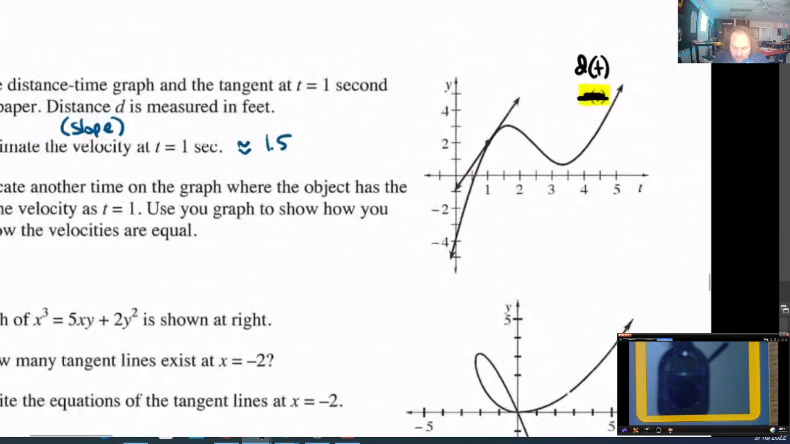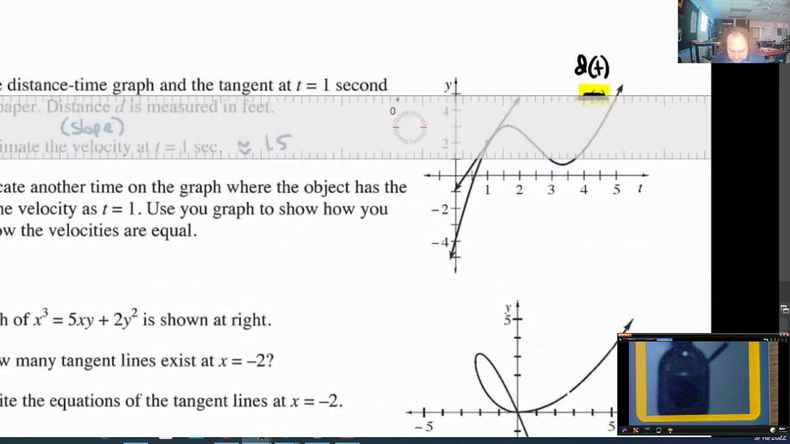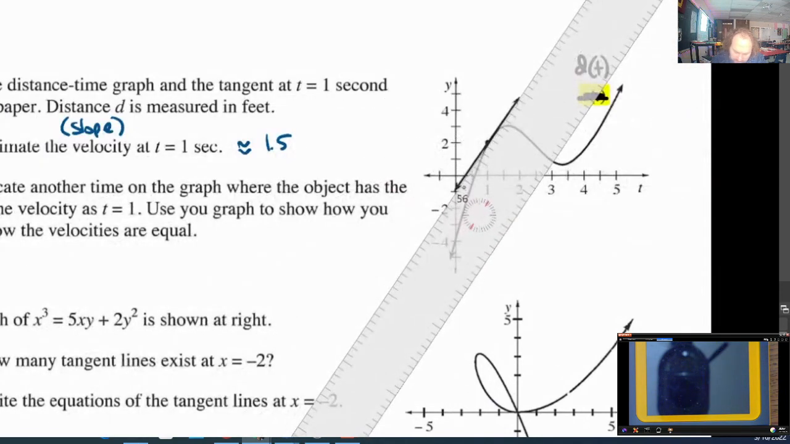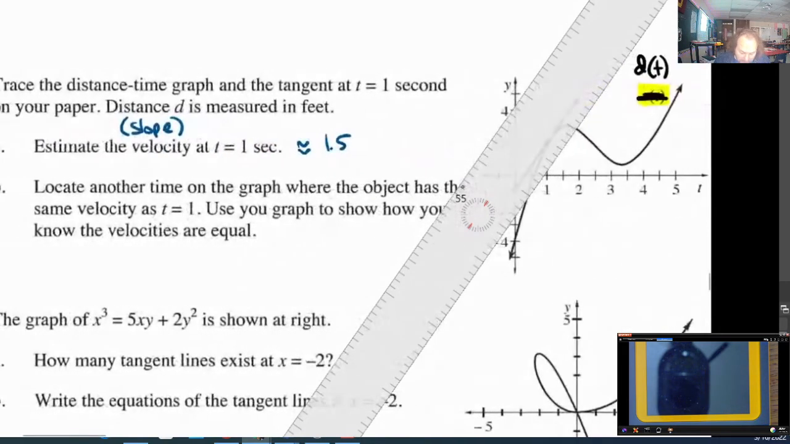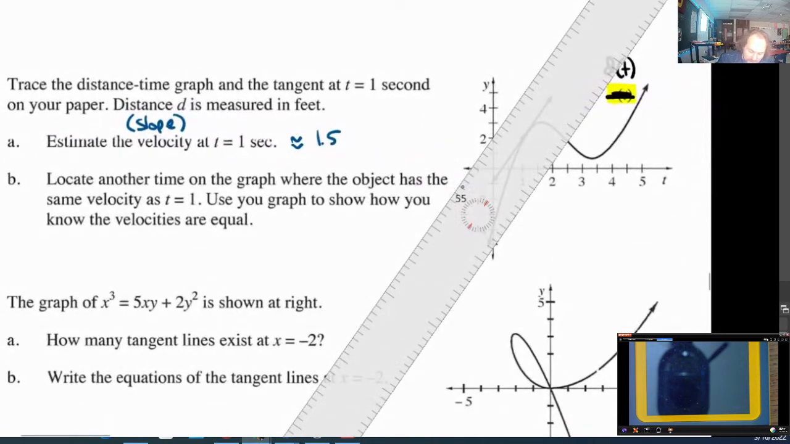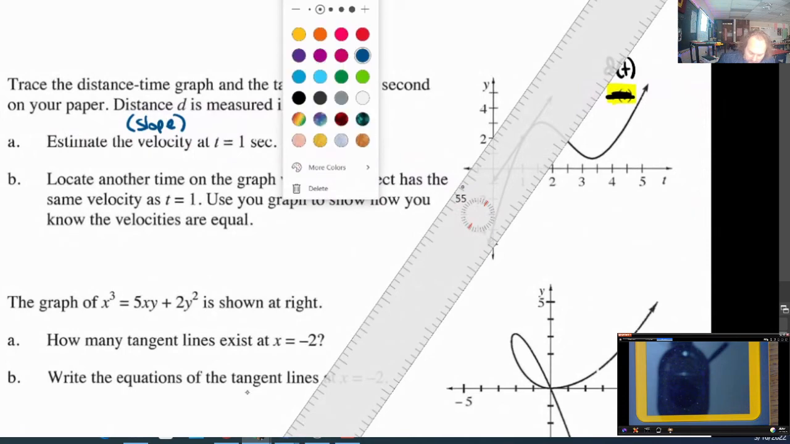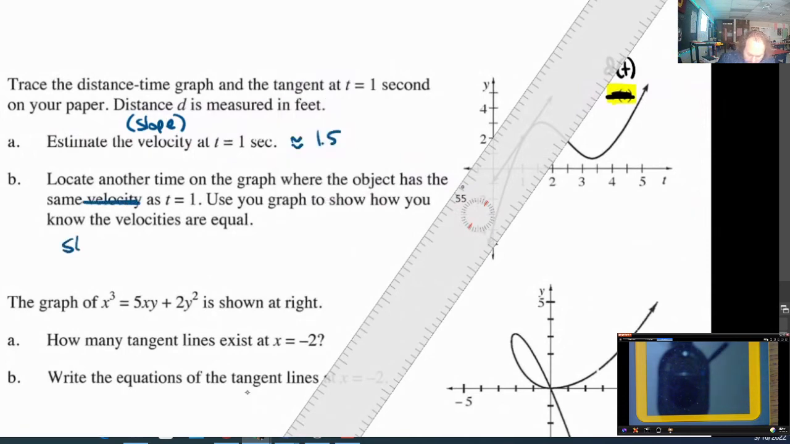Now, here's the important question. We're going to need a ruler for this, which is helpful because I have one on my tablet. We'll do this exercise tomorrow in class. We're going to locate another time on the graph where the object has the same velocity. Now, since the velocity on a distance graph, let's just think about this as the slope. At t equals 1, and use your graph, look at you, CPM, look at you go, to show how you know the velocities are equal.